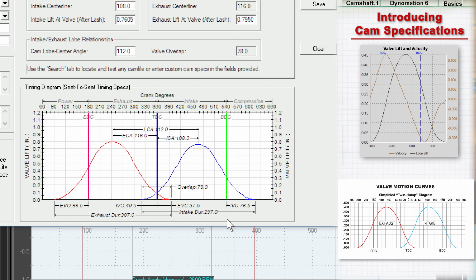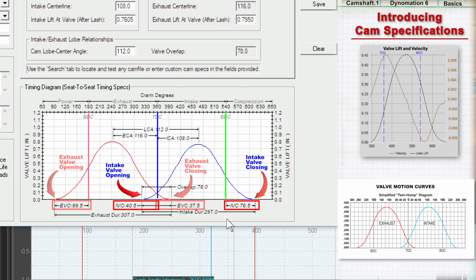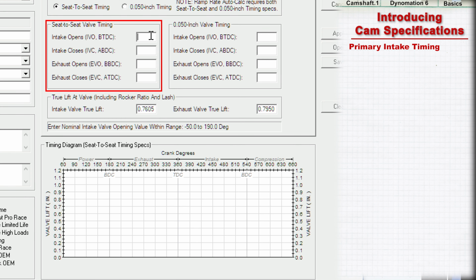Now, let's see exactly how valve timing points are measured in relation to TDC and BDC piston positions. First, notice that exhaust valve opening, called EVO, is shown here before bottom dead center, and exhaust valve closing, labeled EVC, occurs just after top dead center. Intake valve opening, called IVO, occurs just before TDC, and intake closing, IVC, occurs just after bottom dead center. These four valve events are all part of the camshaft primary valve timing specification. Now let's see how these timing points are entered into the simulation.